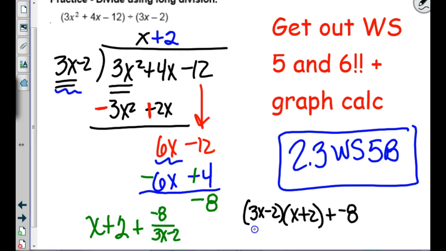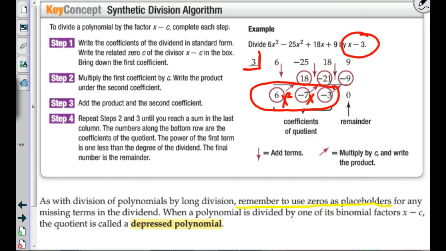So if I foiled this together real quick, I'd have 3x squared plus 6x minus 2x would be plus 4x minus 4 minus 8 would be 3x squared plus 4x minus 12, right? Okay. Any questions about any of that? Awesome. We are moving on.